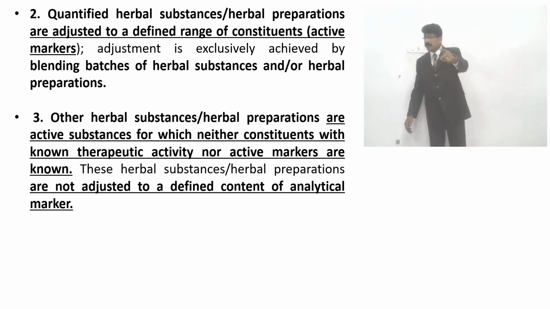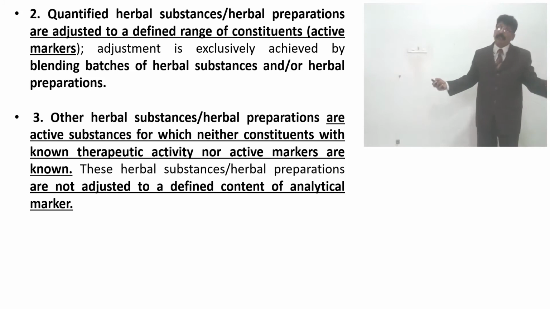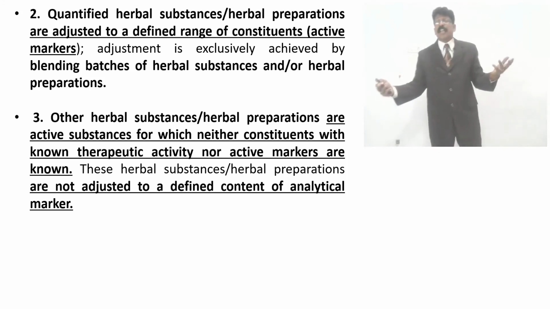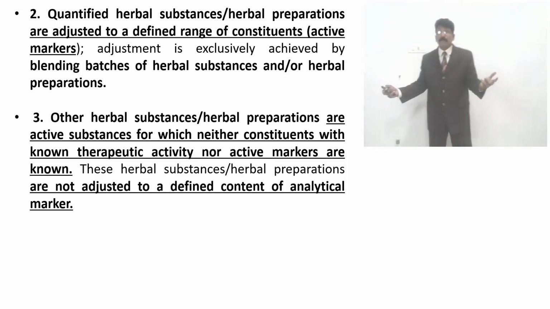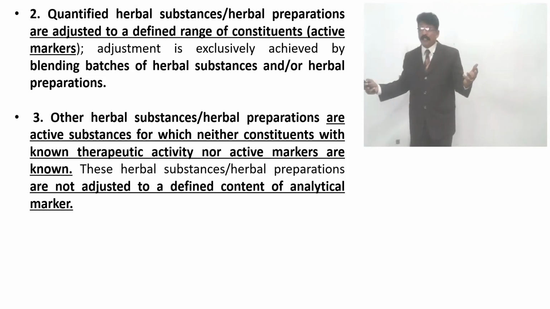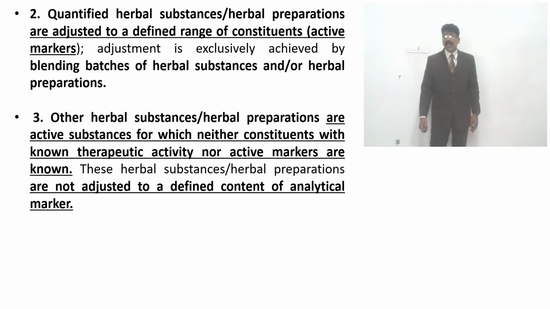So you have seen two terms, analytical markers and active markers. What is the difference between analytical markers and active markers? Active markers are the active principles, the active constituents, present in the crude drug or the herbal preparations. What do you mean by analytical markers? They are not for therapeutic use, but are chemical substances used for analytical purposes, for identifying active markers. That is, analytical markers can be used for identifying active markers. Like that, you can have an understanding.